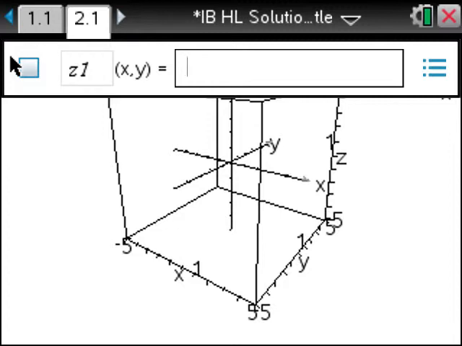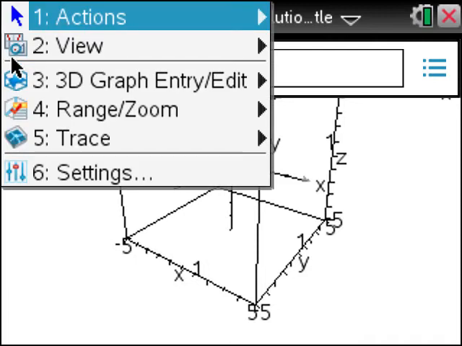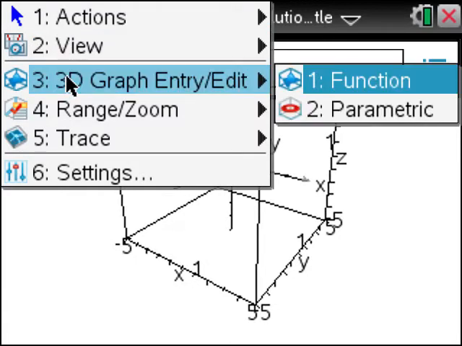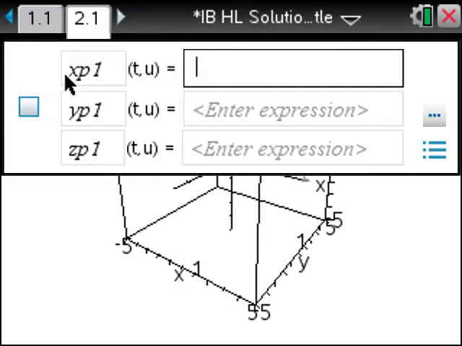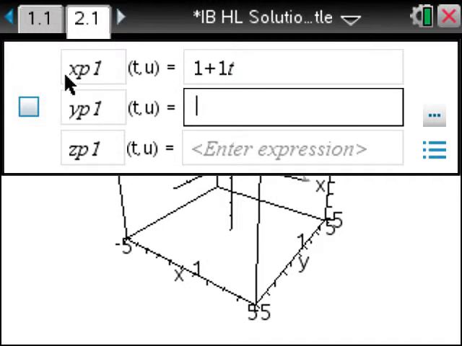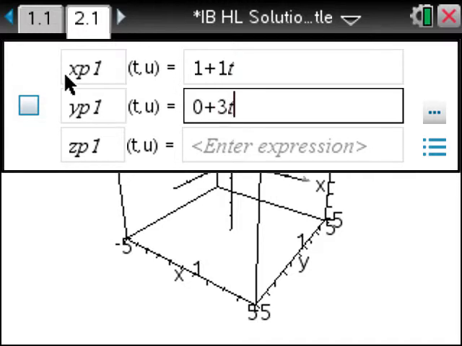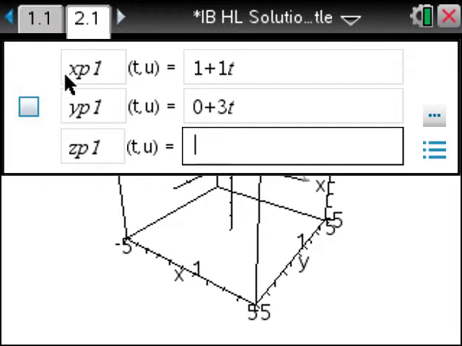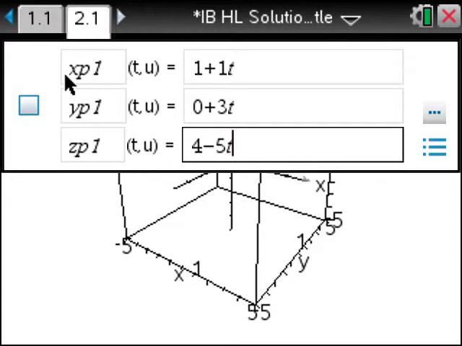And we're going to change it so we can type in the equation of a line by pressing menu and changing the graph entry edit type to parametric. And we're going to see if we can type in what we think to be the parametric equation for the first line, which I've called L1. So I'm saying it's 1 plus 1 lot of lambda, or I'm going to use the parameter t here. I got 0 plus 3t, and I've got 4 minus 5t.